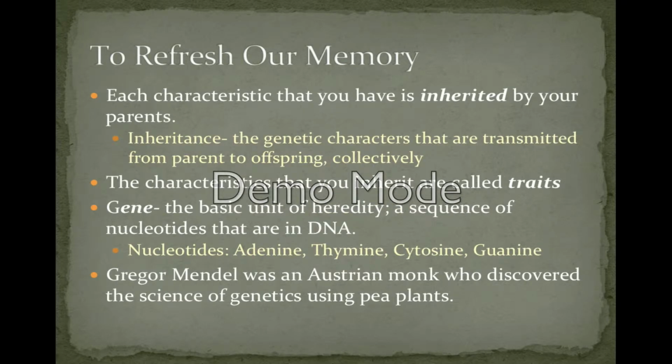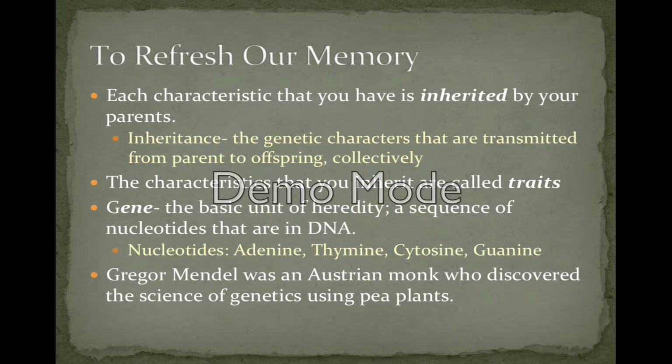Alright, so to refresh our memory, each characteristic that you have is inherited from your parents. What inheritance means is that genetic characters are transmitted from parent to offspring collectively. These characteristics that you inherit are called traits. An example of a trait would be your eye color, your hair color, your height, etc. It's basically what makes us unique from each other.